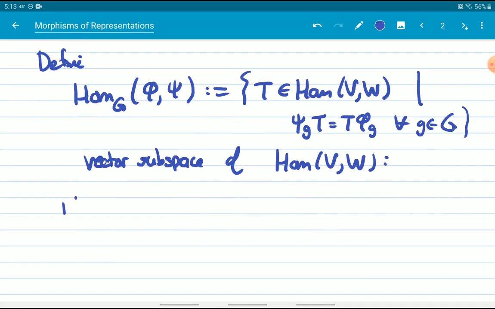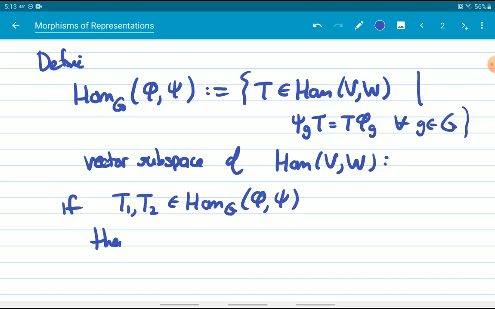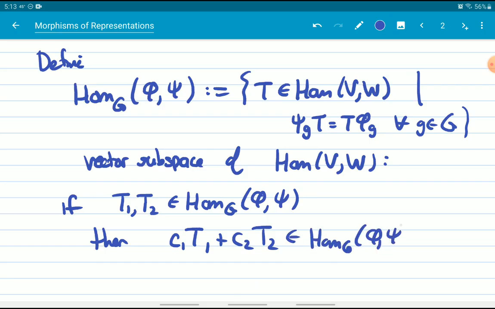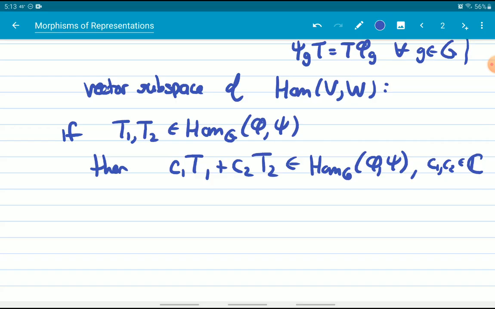In other words, if T1 and T2 are morphisms of representations, then so is c1 T1 plus c2 T2, where c1 and c2 are scalars. That's something that's just very easy to check. Just verify the condition for a morphism.